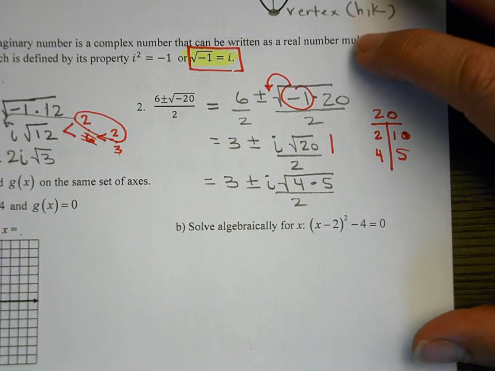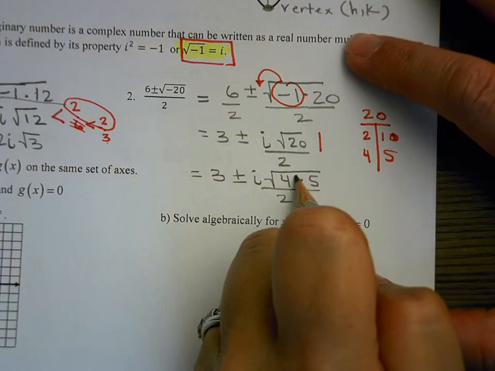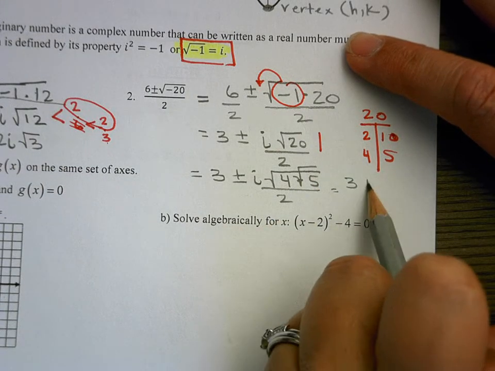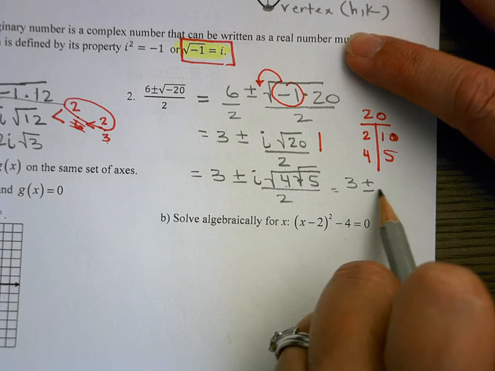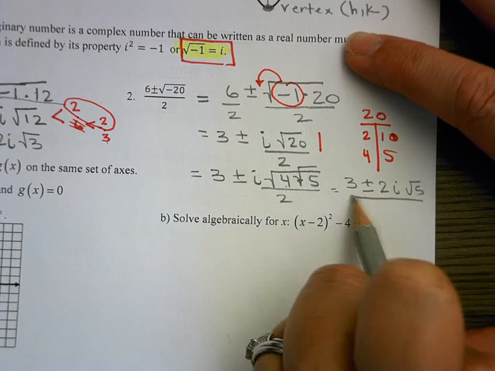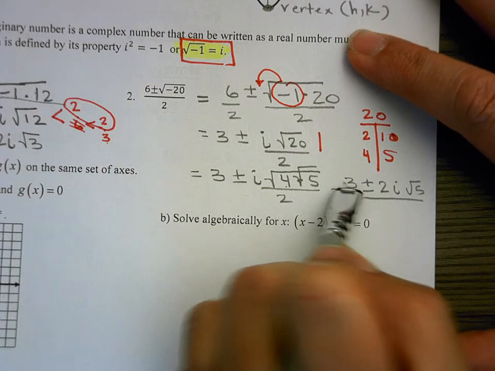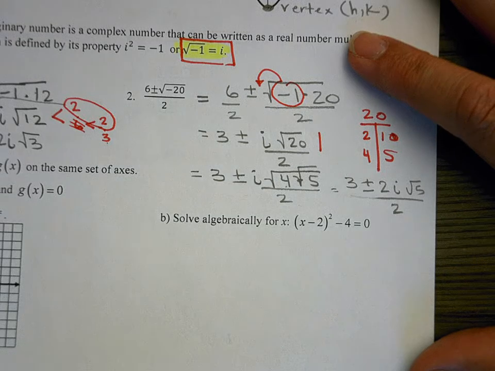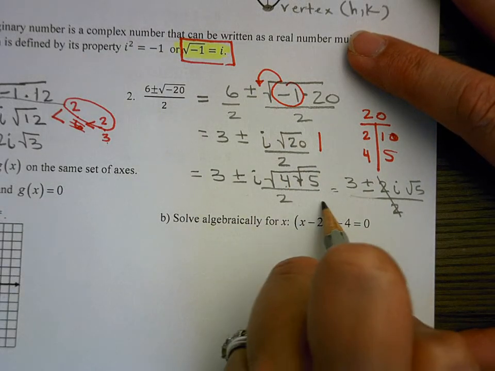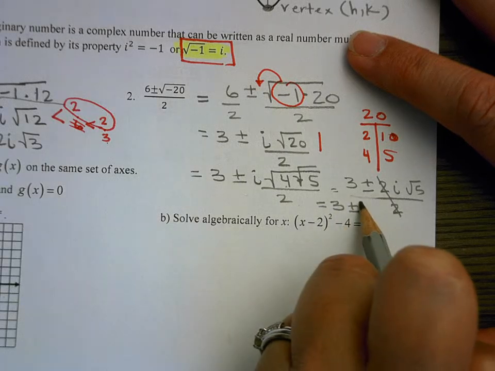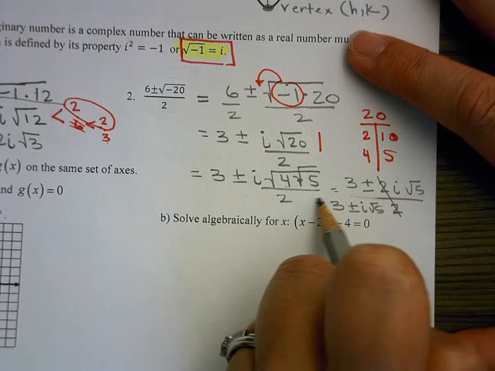And then I'm going to square root, so I can think of this as separate, right? So something like that. So then this would be 3 plus or minus the square root of 4, which is 2, so that'll be 2i root 5. Oops, and not all over 2, but just over 2. And then from here, 2 divided by 2 is canceling, so that would just be 1i. So that would be 3 plus or minus 1i, or just i, and then root 5. So it's kind of smushed in there.